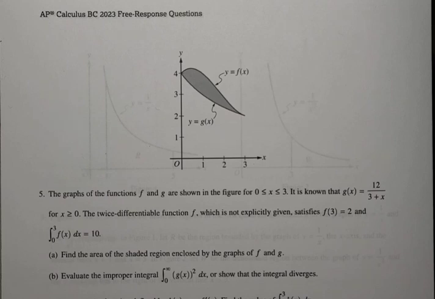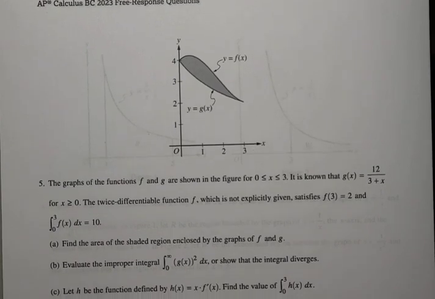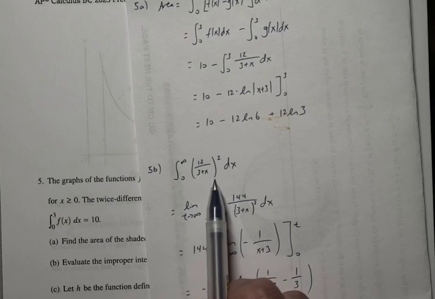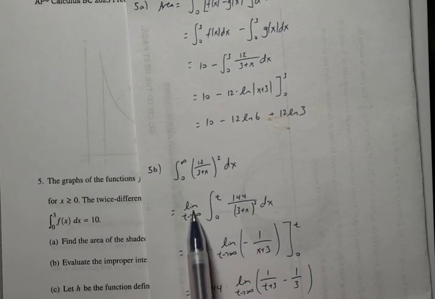Part B, evaluate the improper integral or show that the integral diverges. Okay, so we got to have proper notation here. Notation is half the points. Okay, you got to change it to a limit. So this is the improper integral in question. We change it to the limit as t, I chose the variable as t. In the scoring guidelines, they use b. You can use whatever variable, doesn't matter.